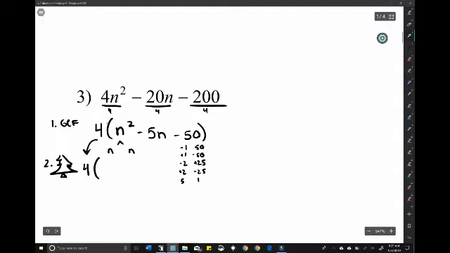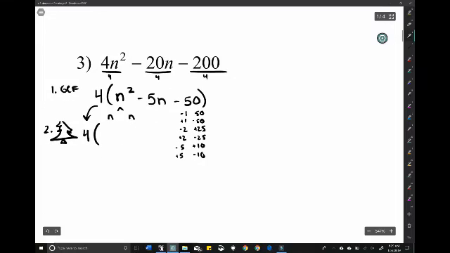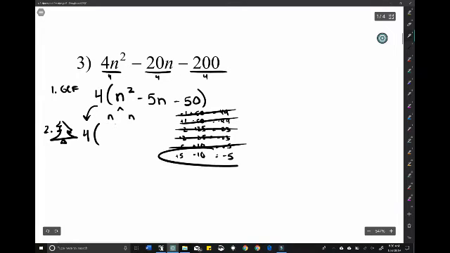And 5 and 10. Some of you might already know the answer, but let's just revisit our steps. Negative 1 plus 50 is 49, so that's not it. Negative 1 minus 50 is negative 49, that's not it. Negative 2 plus 25 is 23, no go. Negative 23, nope. Negative 5 plus 10 is positive 5, close, but not quite. Negative 5 plus negative 10 is negative 15, and that is the combination we want because that is negative 15.